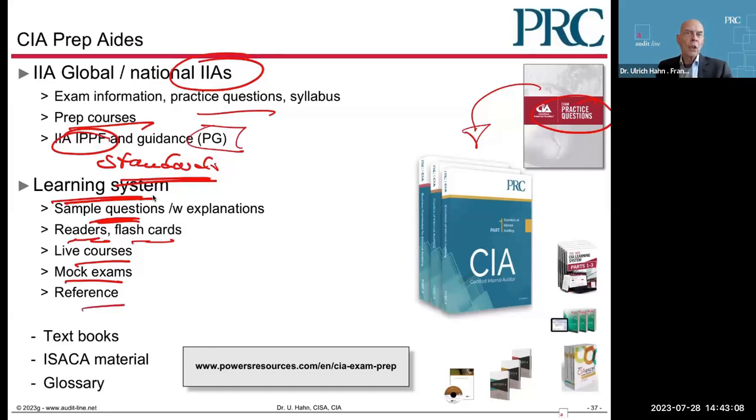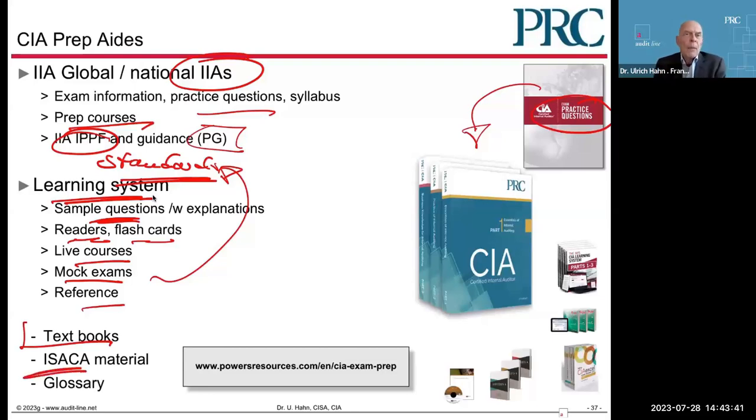Reference is often mentioned. You don't need that much reference. Actually, you won't have so much time to read things. As I said, standard, some IIA material, that's enough. There are books. IIA also recommends books. You can use them. I think you don't necessarily need them. There are 2 books from the IIA which are okay. I would eventually look into them, but as I said, if you don't have so much time, you will not find the time for the books.